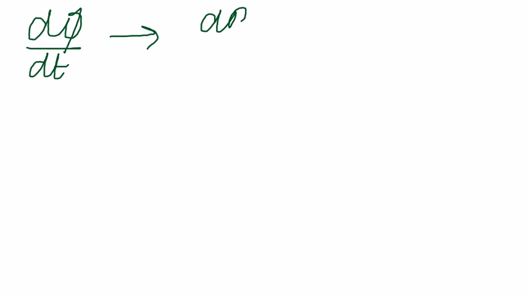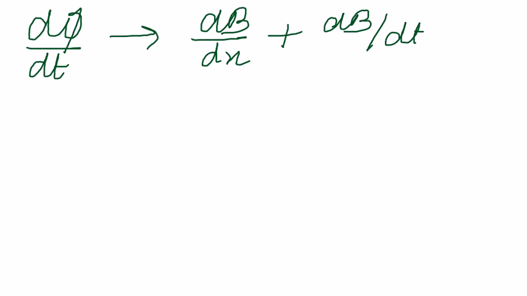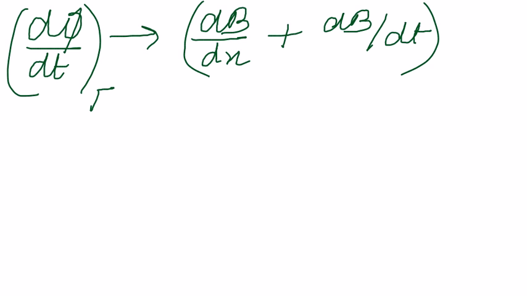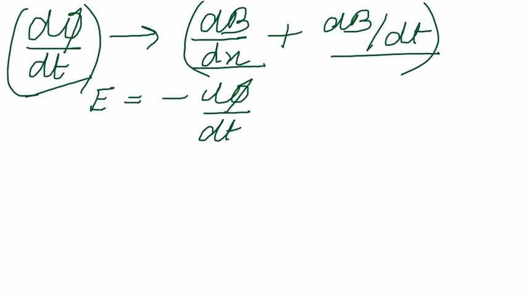So d phi dt is not only due to dB dx but also due to dB dt. So we need to know the value of d phi dt to know the magnitude of induced EMF. EMF is equal to minus d phi dt. So let's find out what is d phi dt due to dB dx and d phi dt due to dB dt.